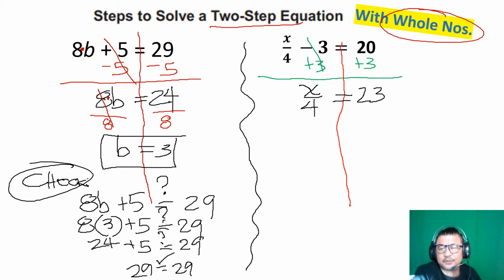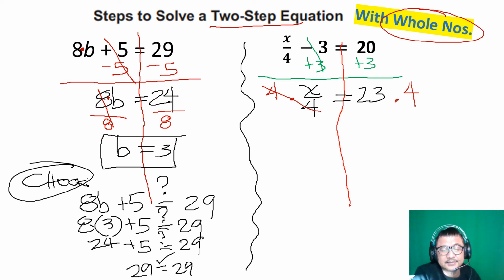X is almost alone. X is saying, yo, divided by 4. I don't need you divided by 4. I need to get rid of you divided by 4. What is the opposite of divided by 4? Yes, times. Times 4 to the left, times 4 to the right. I showed it. Then I can cancel it, because multiplying by 4 and dividing by 4 is just like multiplying by 1.